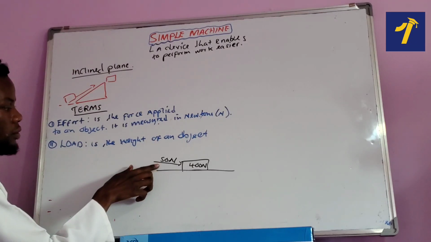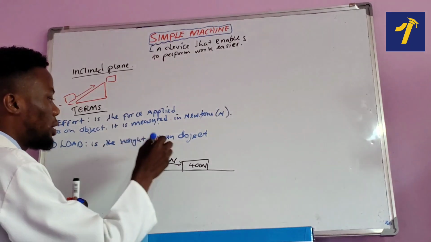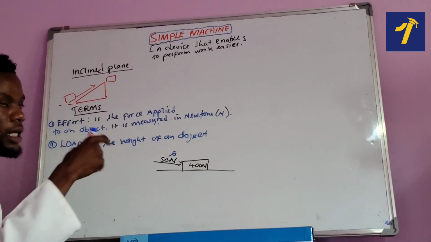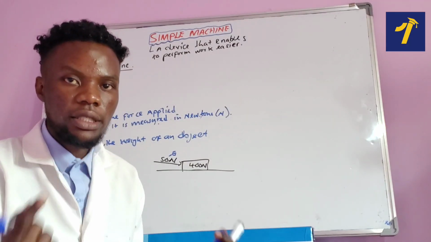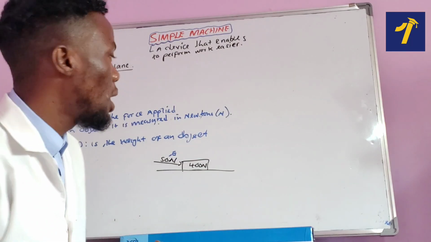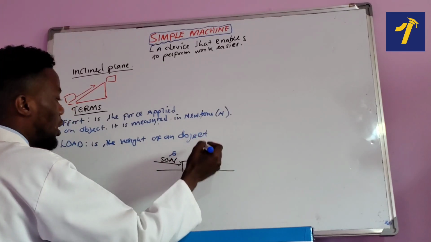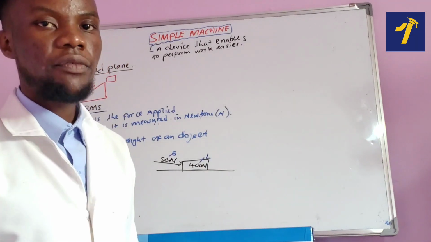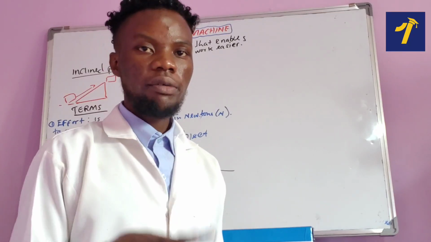As you can see, 50 newtons is the force that I'm applying to this object, and this is what we call effort. But what about 400 newtons? 400 newtons is the weight of an object, how much force the object is exerting on the surrounding surface. That's what we call weight of an object, and from that we're going to say this is what we call load. So make sure that you know how to identify effort and load, because the formulas that we'll start talking about include effort and the load.